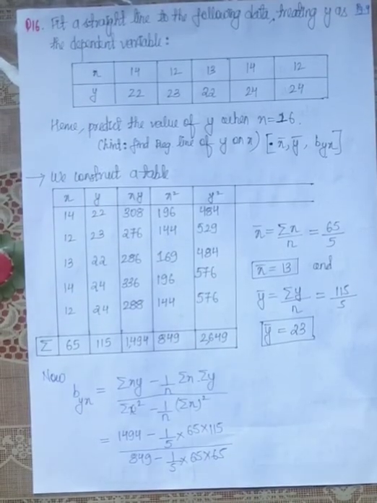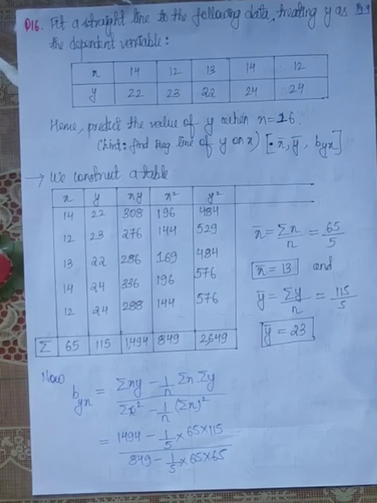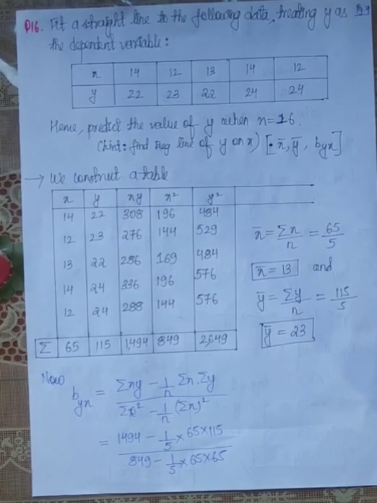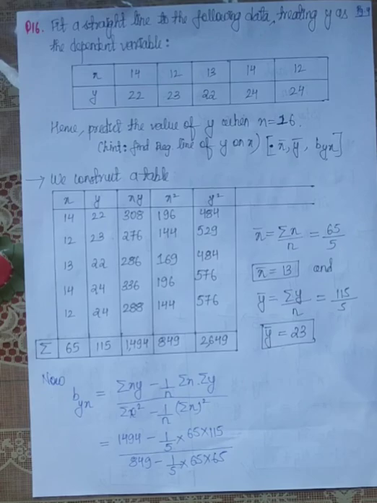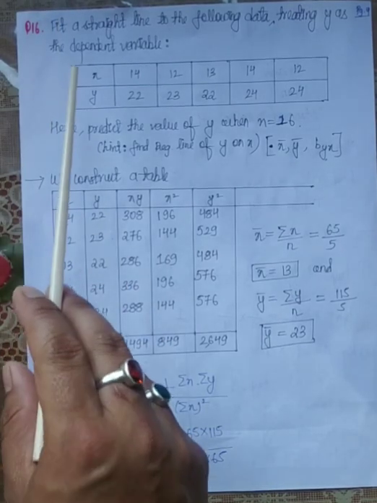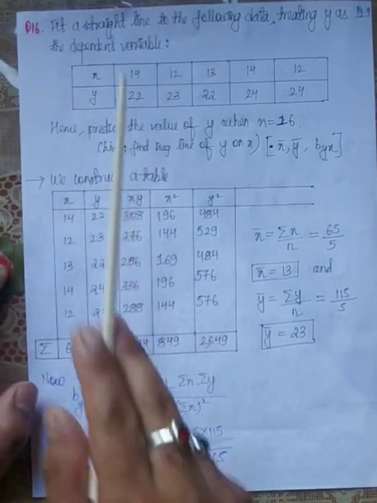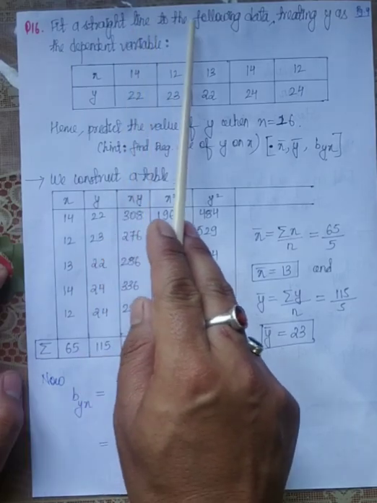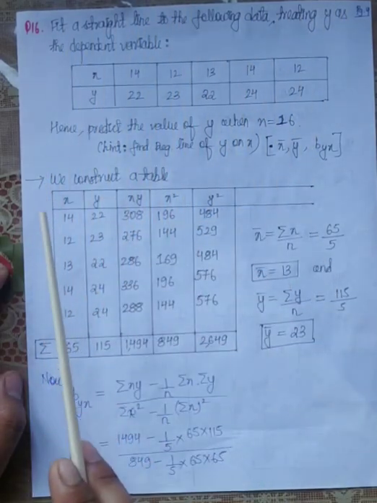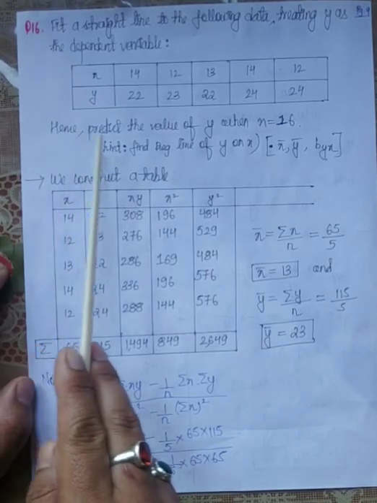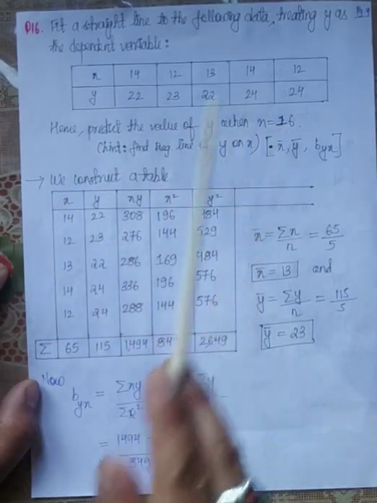Alright, question number 9 was a very similar question to question number 10. So number 9, you can do it yourself. I am now moving to question number 16. Right? Question number 16. Okay. So fit a straight line to the following data, treating y as the dependent variable. And hence predict the value for y when x is 16.